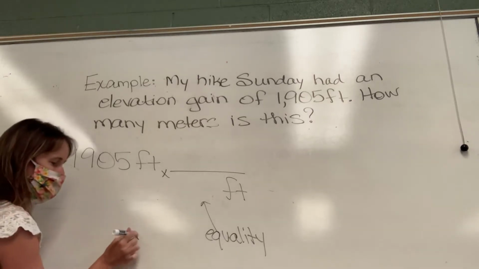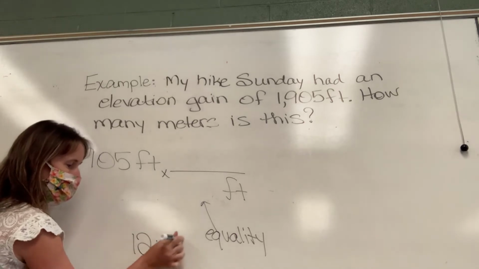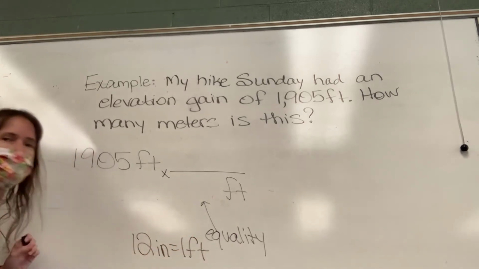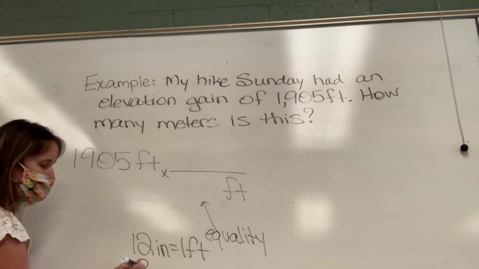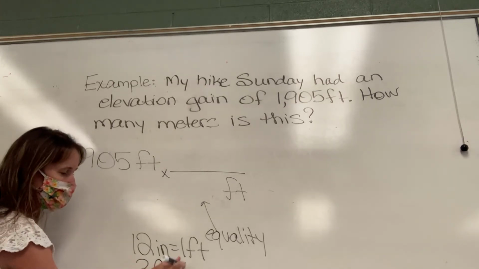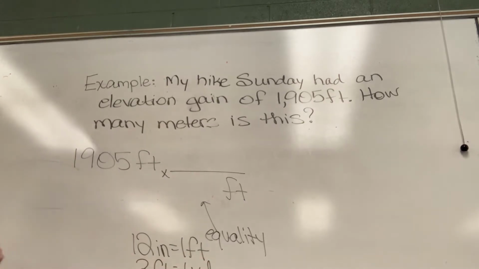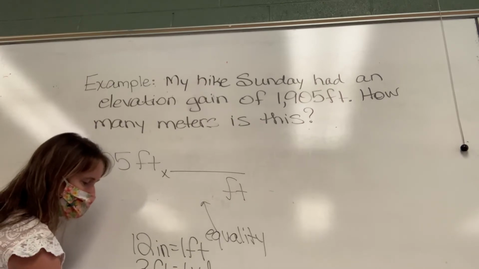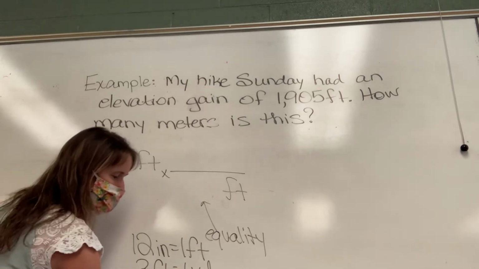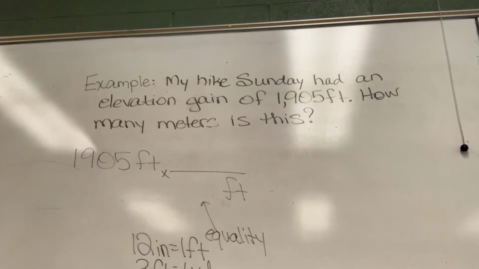Okay, you got 12 inches equals 1 foot. And you also have 3 feet equals 1 yard. And 1 mile equals 5,280 feet. Now we're not going to use all of these. We're going to decide which one we need. But those are the 3 that you should focus on. Which one do you think we need and why?